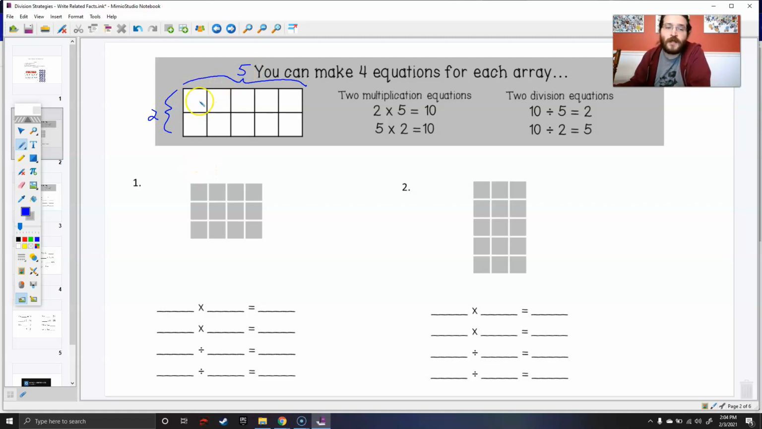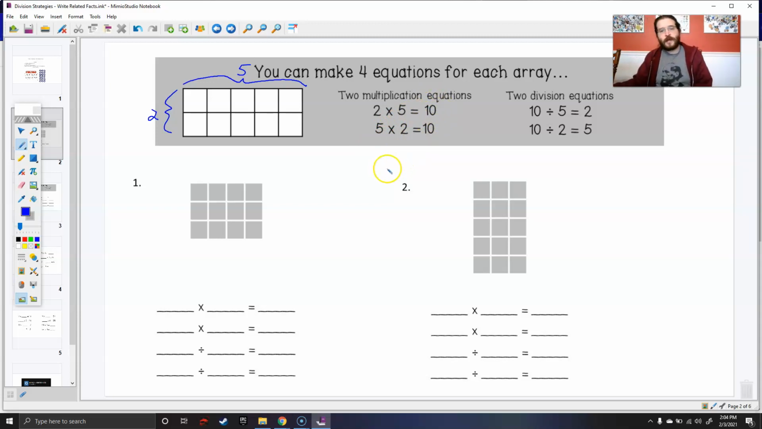Another way we can do it is just by counting. So we have 1, 2, 3, 4, 5, 6, 7, 8, 9, 10, right? So we had our 3 numbers. Now we can write these in any order that we want. So we can have 2 times 5, or we can write 5 times 2. Both times is going to equal 10.